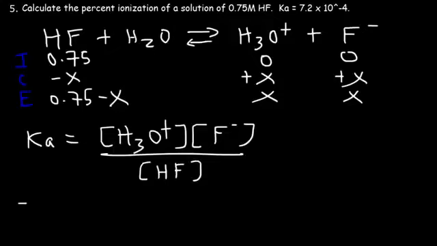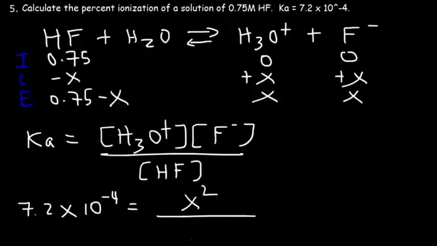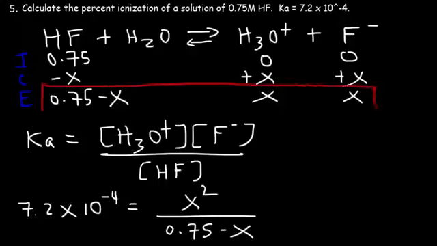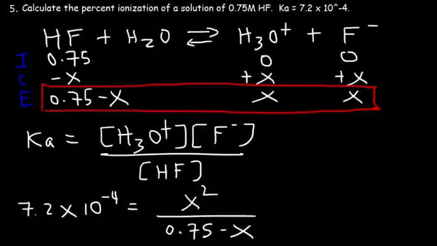So Ka is equal to 7.2 times 10 to the minus 4. H3O plus and F minus, they're both equal to X. X times X is X squared. And HF is 0.75 minus X. So basically, we're using the values at equilibrium when dealing with K. Now, because Ka is fairly small, we can ignore this X. X is going to be relatively small compared to 0.75.